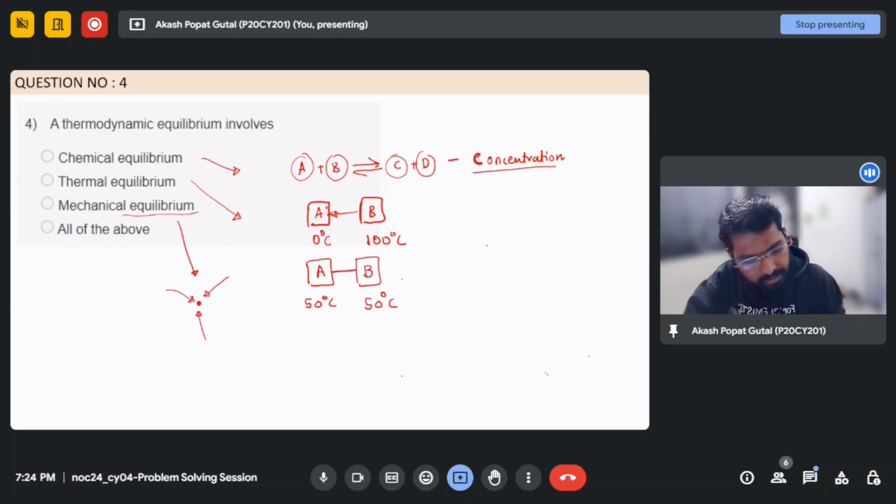So in thermodynamics, suppose we have this piston and gas model. If the system is stationary, the piston is not moving, which means it is in mechanical equilibrium. So all three equilibriums can be considered as thermodynamic equilibrium, or they are requirements of thermodynamic equilibrium. So your answer should be all of the above.